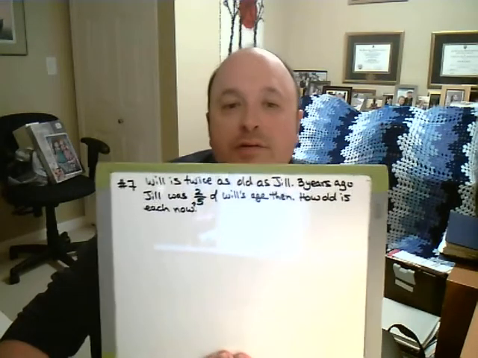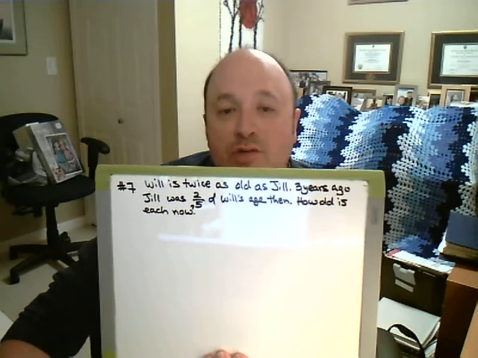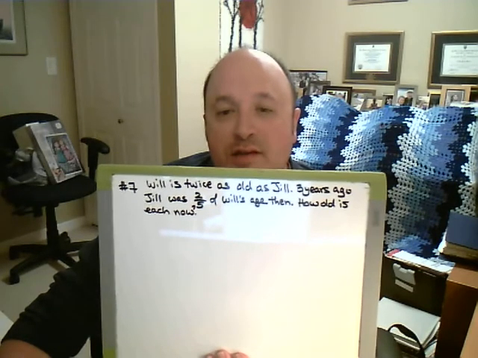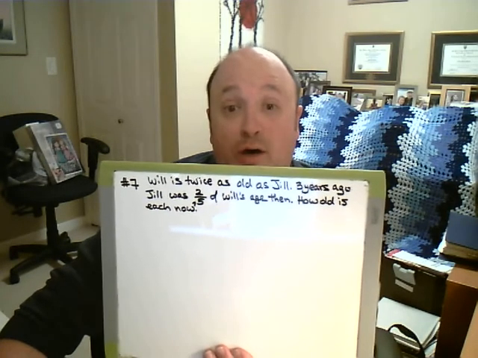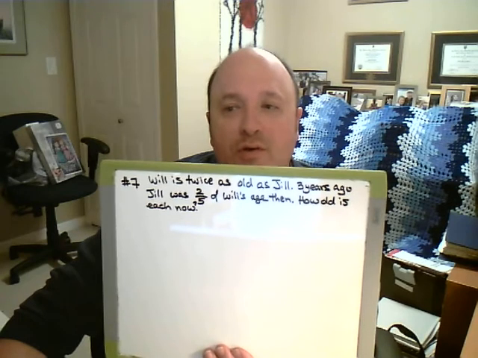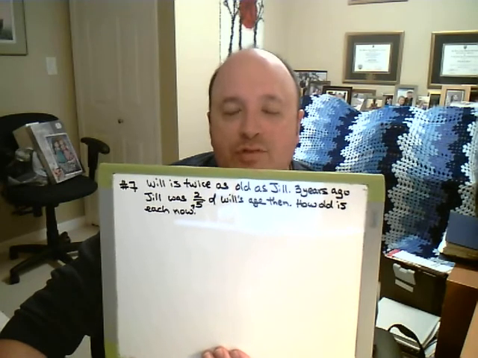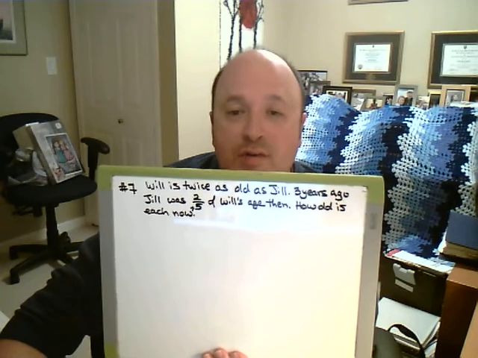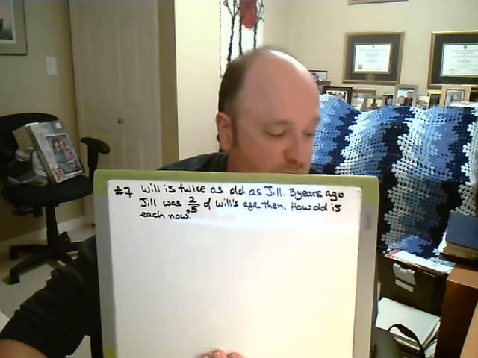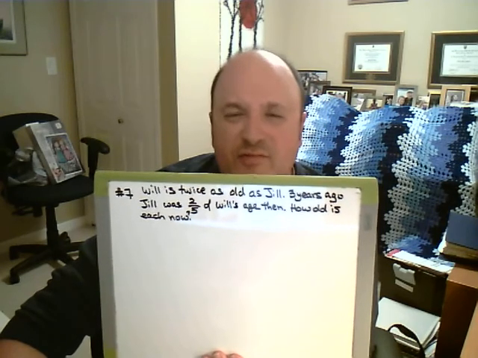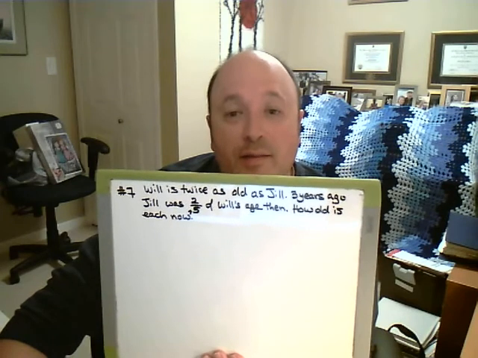Okay, so here's question number 7. Will is twice as old as Jill. 3 years ago, Jill was 2/5 of Will's age then. How old is each now? Tough. Okay, so here we have to set up a set of charts. Now, on a typical test, I wouldn't give you something as difficult as this, and it would probably be in line with something like questions 1, 2, or 3, where it's fairly simple detail. But this one's kind of tough, and I want to outline how to manage it.